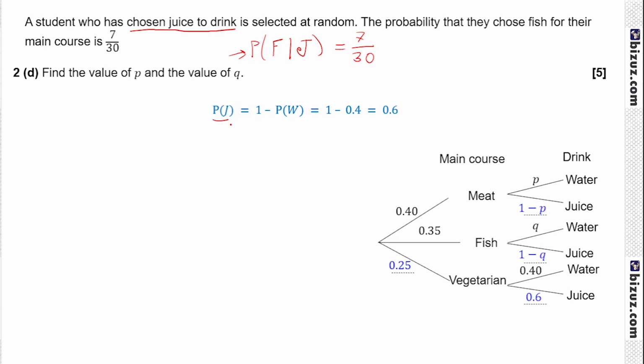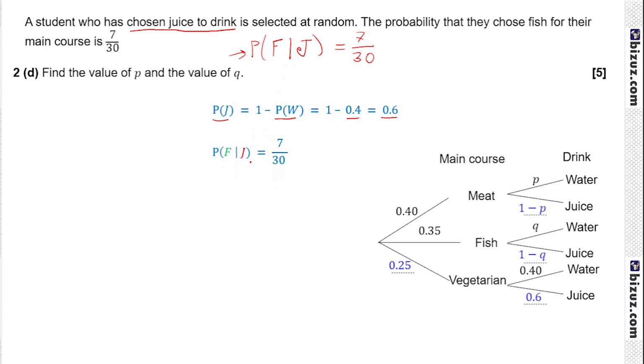Well, choosing juice and choosing water are complementary events. There are two types of drinks, juice and water, in this situation, and choosing the one is the complement of choosing the other one. So the probability of J is just going to be 1 minus the probability of W. Well, we already know what the probability of W is. We saw that that is equal to 0.4. So this is going to be equal to 0.6.